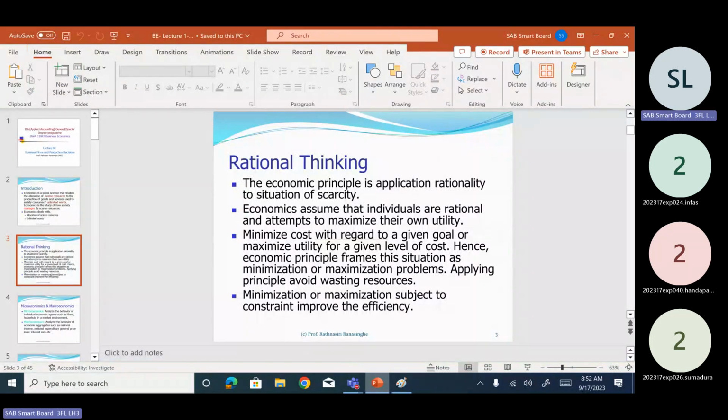I don't know whether we can see the screen. Those who are online, can you see the screen now? Yes, can you hear me? Yes, sir. Yes, we can see the screen. Okay, now what can you see on the screen? You can see the slide of the rational thinking. Thank you very much.